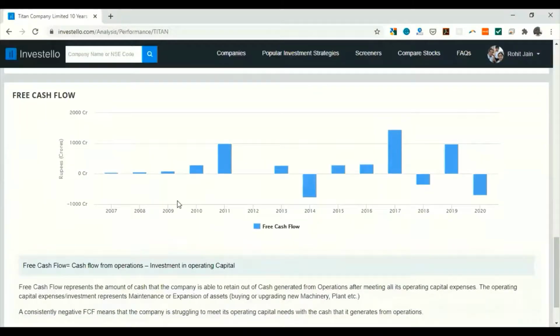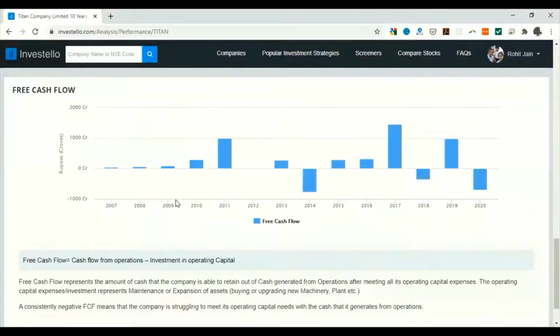Now we come to free cash flow. Free cash flow is the cash left from operations after meeting the capital requirements of the company. The capital requirements include the purchase of plants, equipment, etc., or property which are needed to carry out the operations of the company or grow the operations of the company. So if a company is generating free cash flow, that means its operating cash flow is enough to meet its capital needs. So a positive free cash flow and a growing free cash flow is a very good sign.